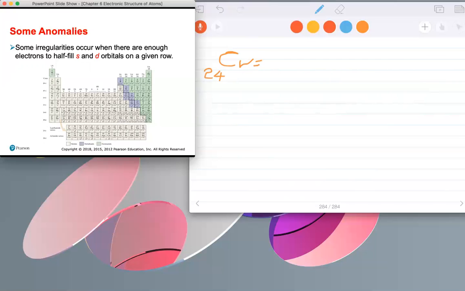You'll expect this to have 1s2, 2s2, that is 4, 2p6, that is 10, 3s2, that is 12, 3p6, that is 18, 4s2, that is 20, and then 3d4 to make it 24 on the periodic table. This is wrong right here. This is wrong.